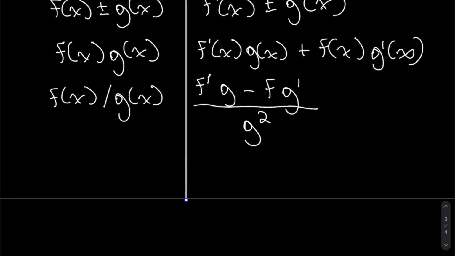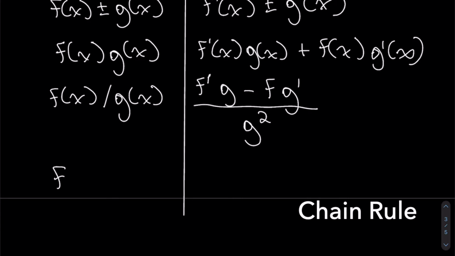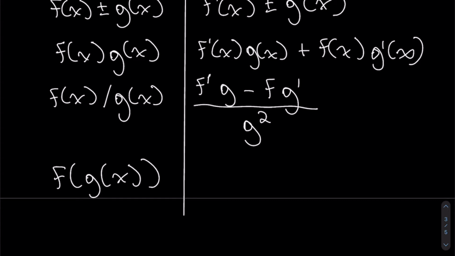And the last rule, which I'd say is one of the most important rules, is the chain rule. That's where I have a function of a function. So now f is a function of g, and g is a function of x. So for the chain rule, the derivative is the derivative of f with respect to g times the derivative of g with respect to x.